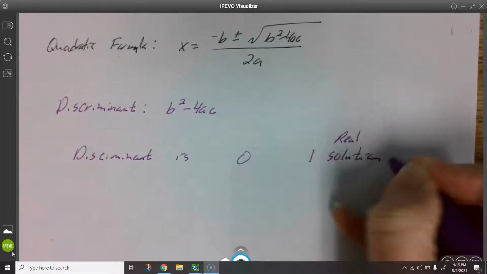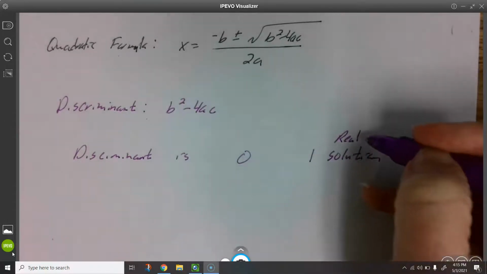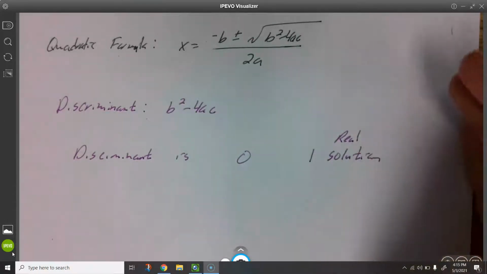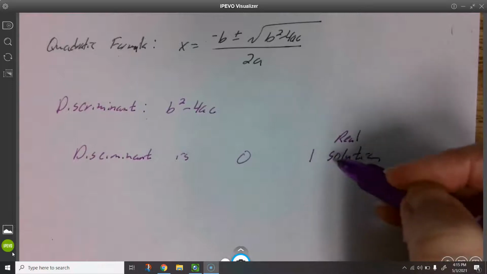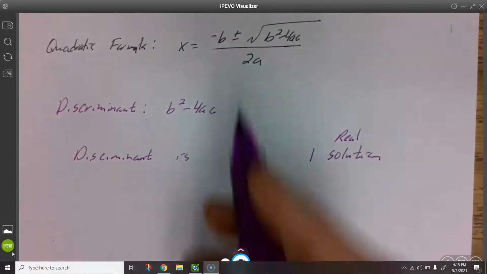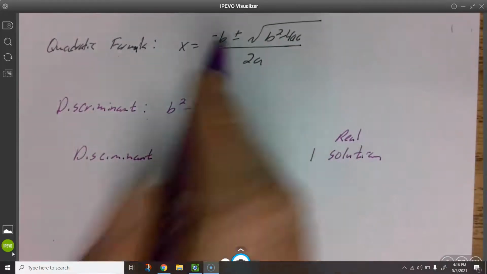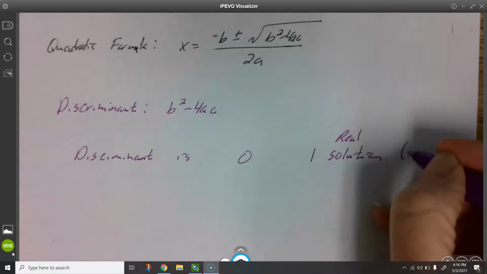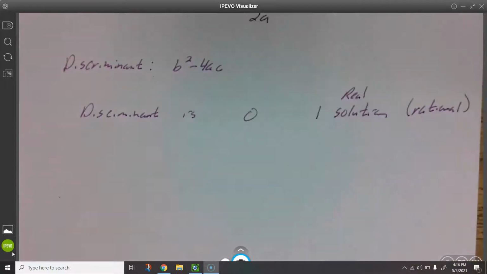So remember, real numbers are everything we've been talking about. A real number is rational or irrational, so it can be a repeating decimal or non-repeating decimal. So I can have a non-perfect square, okay? So I'm going to get one solution, and it's going to actually be a rational number. Okay, that's getting a little more detail than you need, but it's going to be a fraction, a number over a number. So that's going to actually be a rational number. So I'm giving you more than you need, but it's okay.